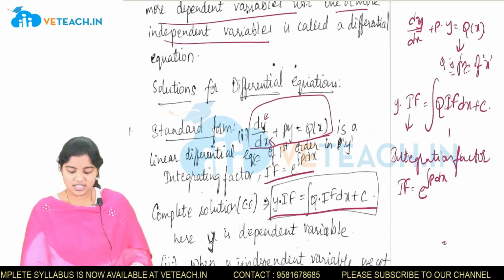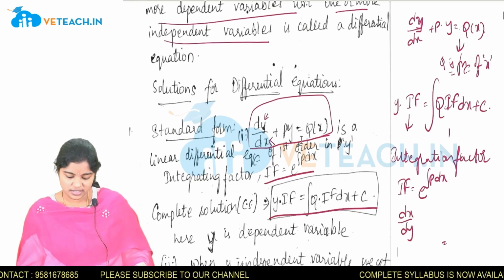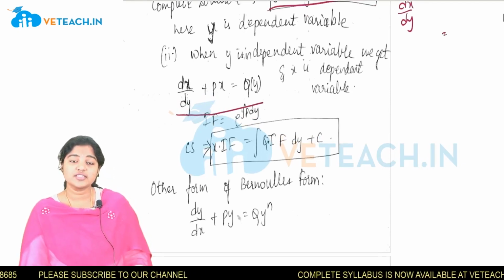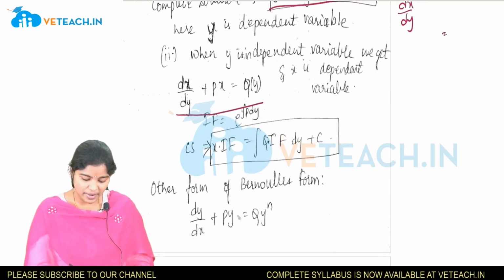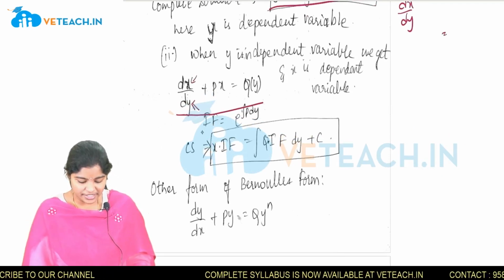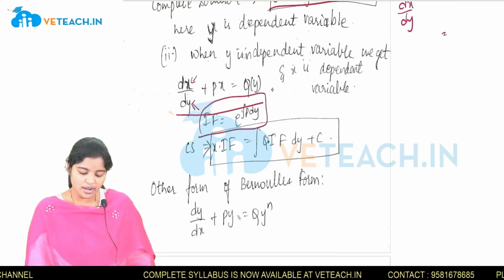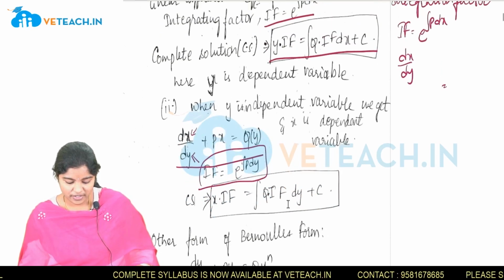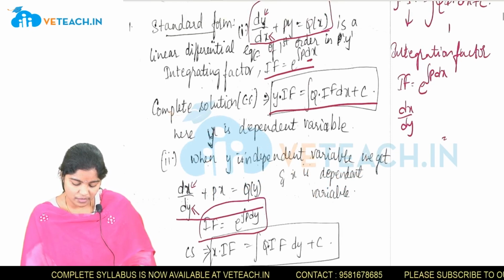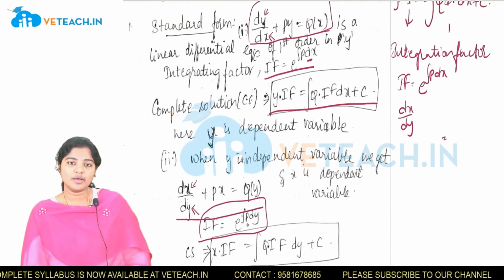Okay. Next, some equations will be in the form of dx by dy. Then what should we do? If the equation is in the form dx by dy plus P of y into x is equal to Q of y, then the dependent variable will be x and the independent variable will be y. Then the integration factor becomes IF is equal to e power integral of P dy. In the previous case we saw that IF is e power integral of P dx because the dependent variable was y. Here the dependent variable is x, so the integration factor becomes e power integral of P dy.